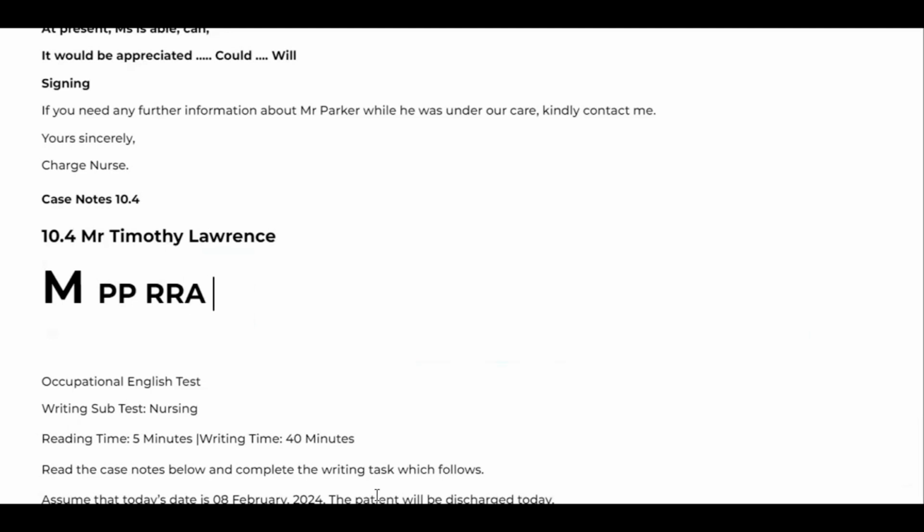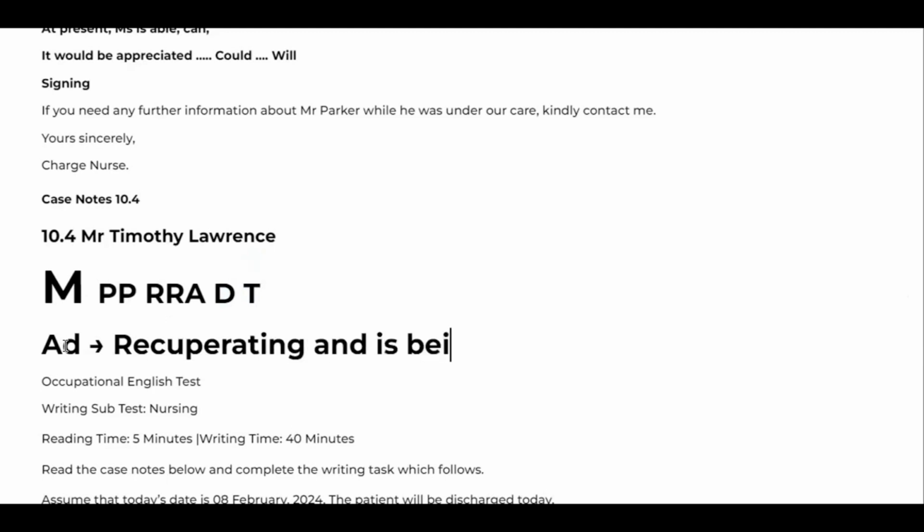What is the next one? After this, we have to find out DOT. What's that? Discharge condition and discharge date, or transfer condition and transfer date. If a patient is admitted to your facility, what will happen to the patient? After being admitted, the patient will take treatment. The patient will be okay. And if the patient is okay, what will happen? We call it recuperation. Okay, recuperating. He's recuperating and is being discharged today.